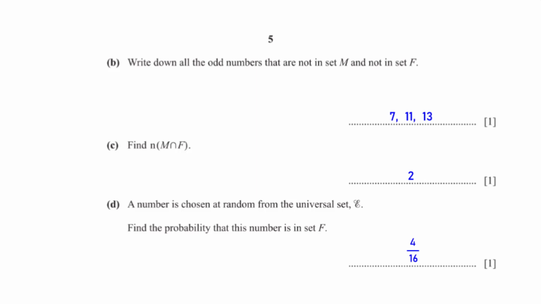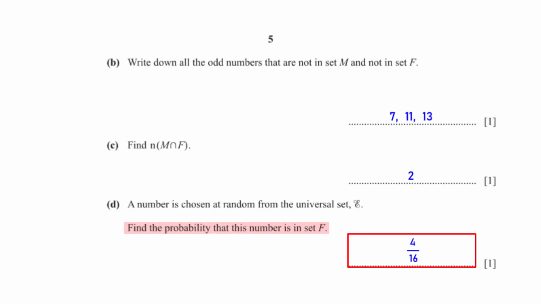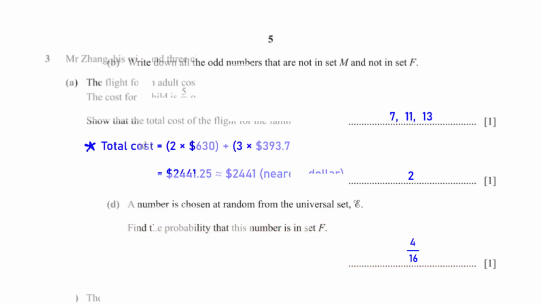A number is chosen at random from the universal set E. Find the probability that this number is in set F. This probability is equal to the number of elements in set F, which is 4, divided by the number of elements in the universal set, which is 16.